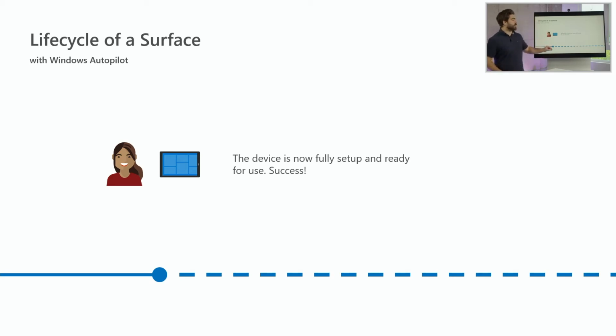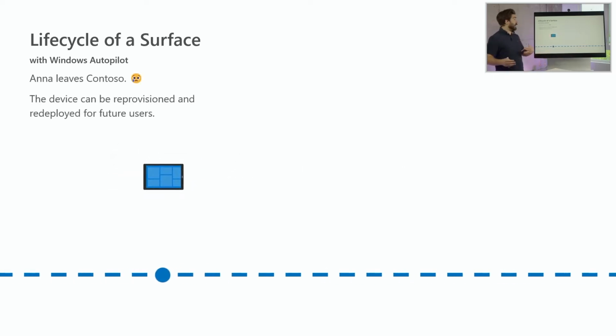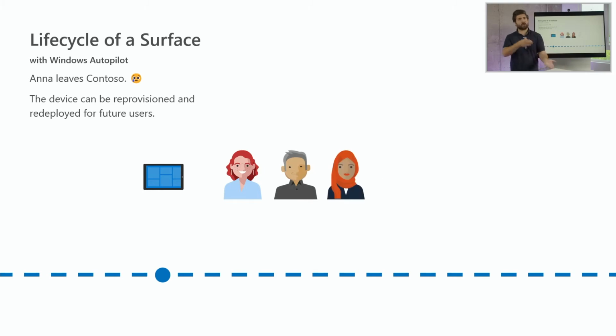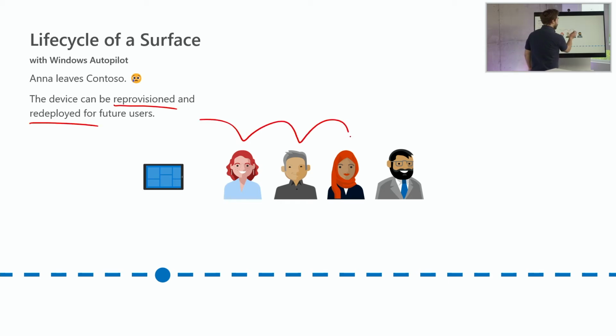Her device is fully set up, and she's ready to begin her long and happy sales career at Kintoso, until, of course, Anna leaves Kintoso. Did she quit? Was she fired? We don't know. All we know is now we have a device without an owner within the organization. So what happens next? Well, each and every device can then be re-provisioned and redeployed for a myriad of future users until it finally reaches its responsible long-time end user.